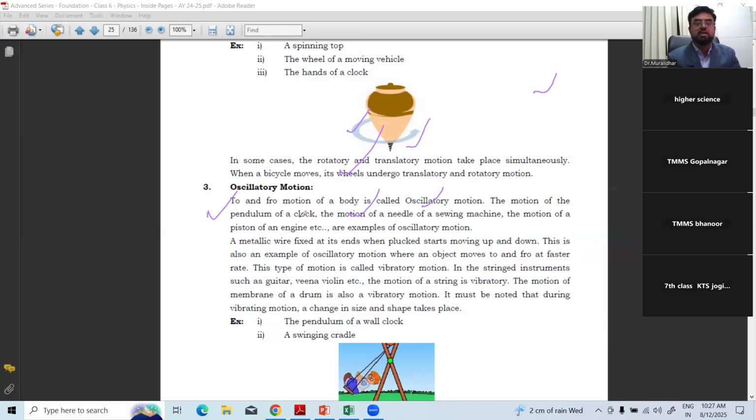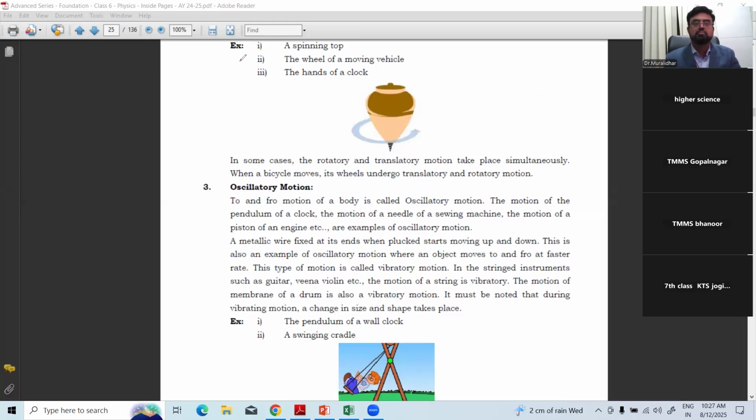The motion of the piston of an engine. In any vehicle, there is a piston which moves up and down like this, about a fixed point, to and fro. Right? So the pendulum of a wall clock, a swinging cradle, a swinging cradle is also an example of oscillatory motion. So this is the third type of motion we have seen.